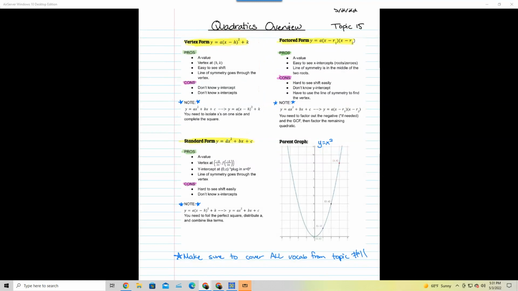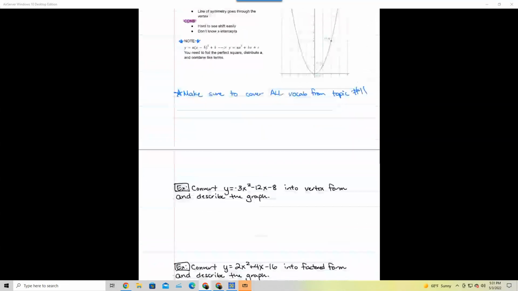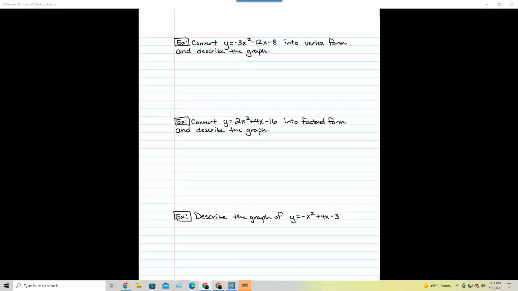If they're asking you to do it in factor form, then we should be worried about the information over here. And if we're talking about something in standard form, then we should be worried about this information right here. Okay, so go ahead and copy this down. I'm going to pretend that you already did that.